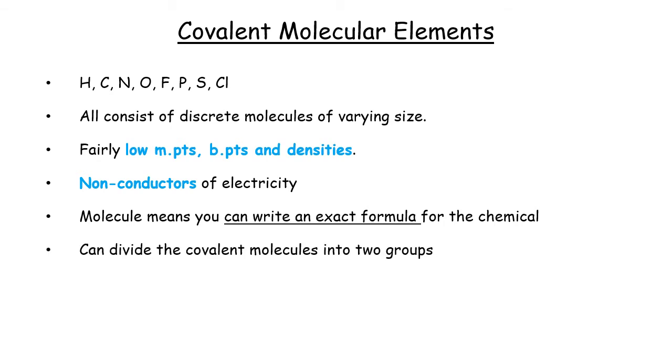And we can divide the covalent molecules into two groups. We have our diatomic elements, and we have our slightly larger molecules. So our diatomic elements we'll look at first. In these ones, we're looking at hydrogen, oxygen, nitrogen, and then our halogens, which is group 7. So in the first 20 elements, that's only fluorine and chlorine. However, diatomic elements extends all the way down through bromine, iodine, and astatine as well.